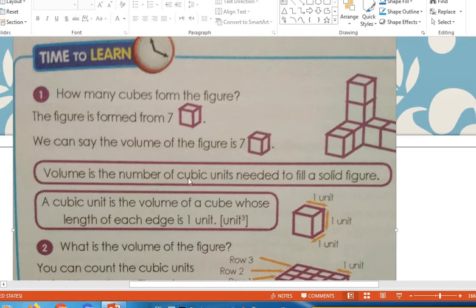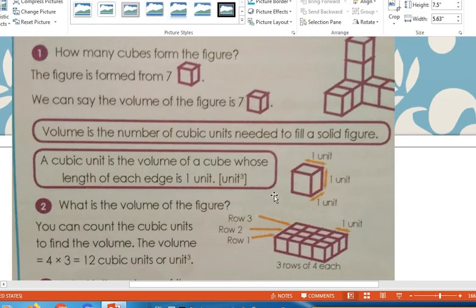Volume is the number of cubic units needed to fill a solid figure. A cubic unit is the volume of a cube whose length of each edge is 1 unit. So here I have 1 and 1 and 1, 1 times 1 times 1, so unit power 3. It's repeated 3 times, so it's power 3.